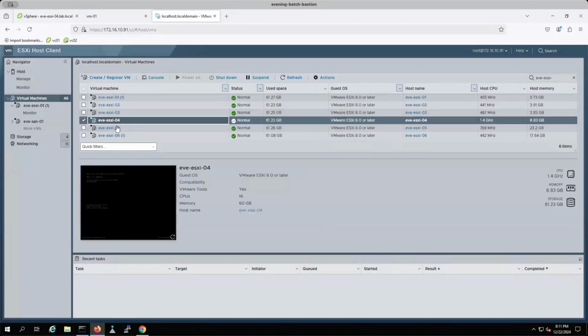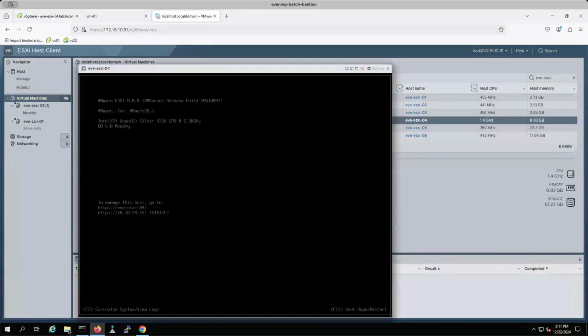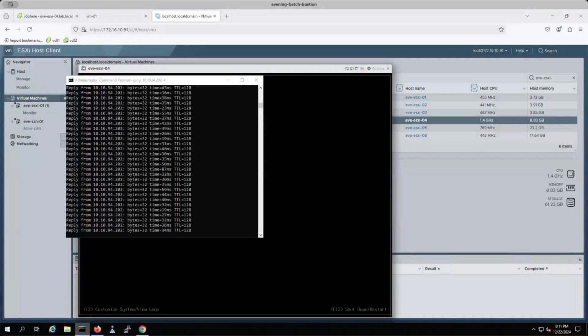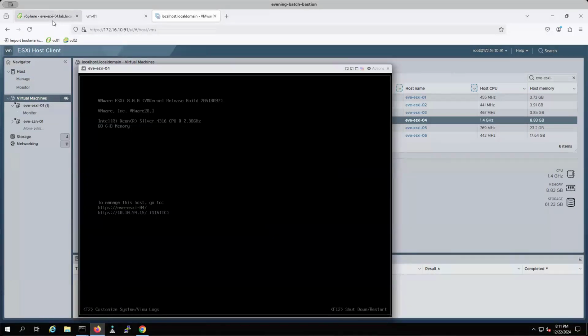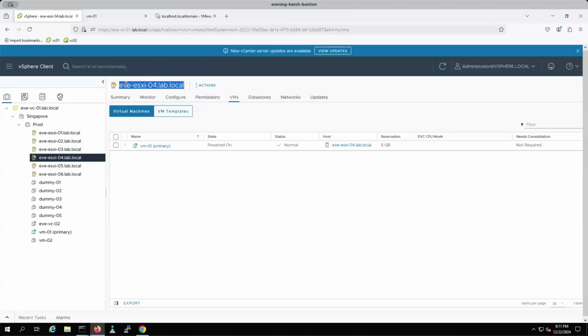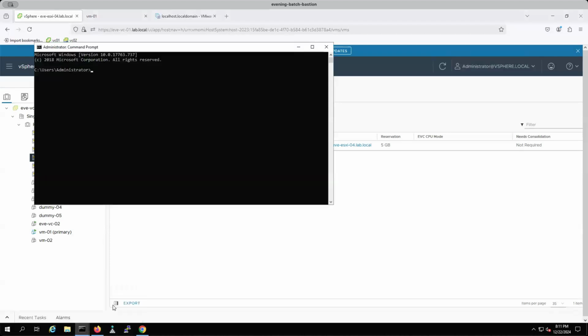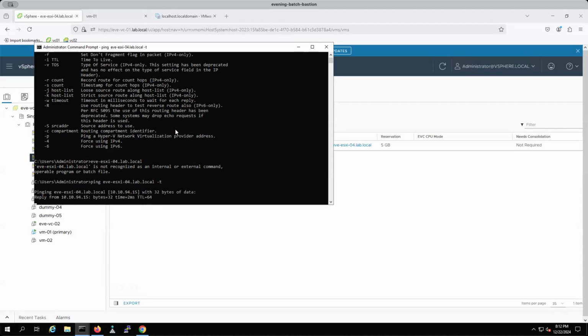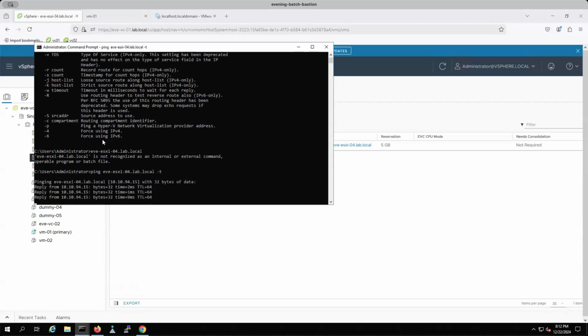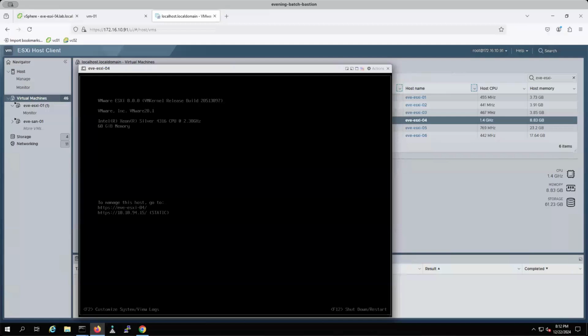So you see I've got an ESXi 4 over here. If I initiate a continuous ping to ESXi 4, so if I copy this, I come over here, I say ping -t. It is responding on the IP15 over here. So if you see over here, this is responding again on the IP15.